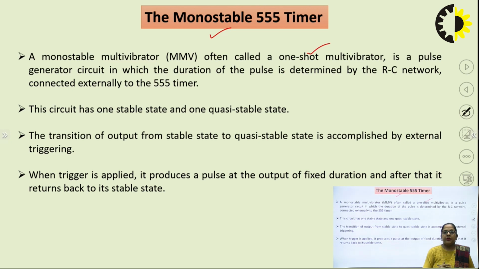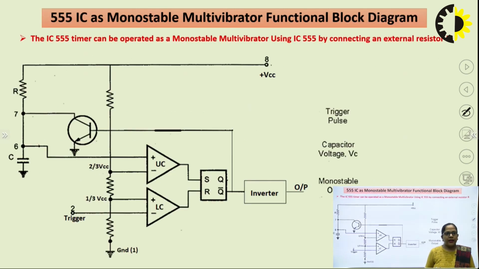That external triggering pulse will be applied on pin number 2 of this particular IC. So when the triggering is applied, it produces a pulse at the output of fixed duration, and after that the circuit will again come back to its stable operation or the stable state. So let us discuss the operation of this monostable multivibrator, how we can achieve this operation with the help of the 555 timer IC.